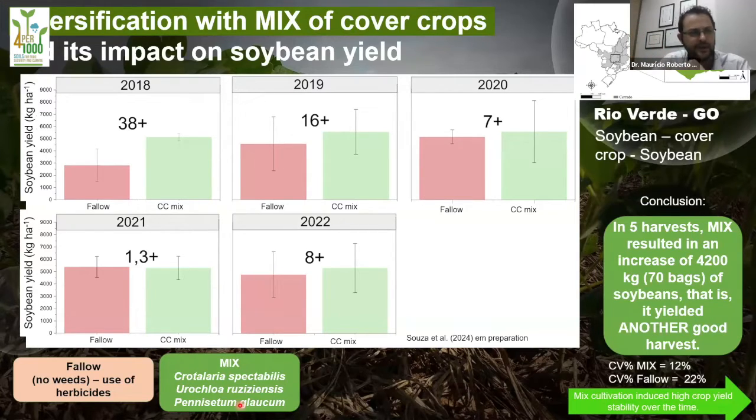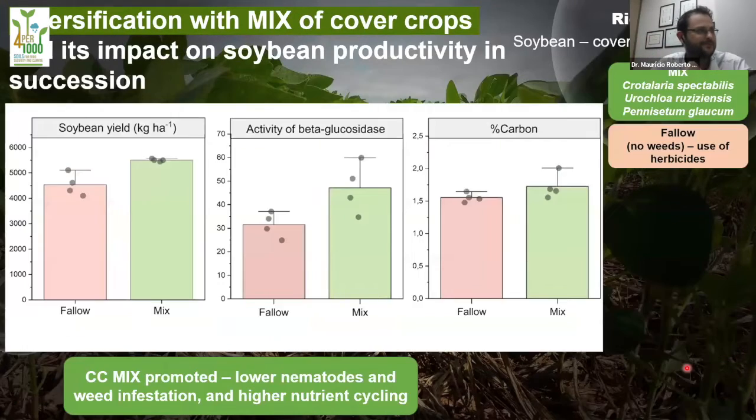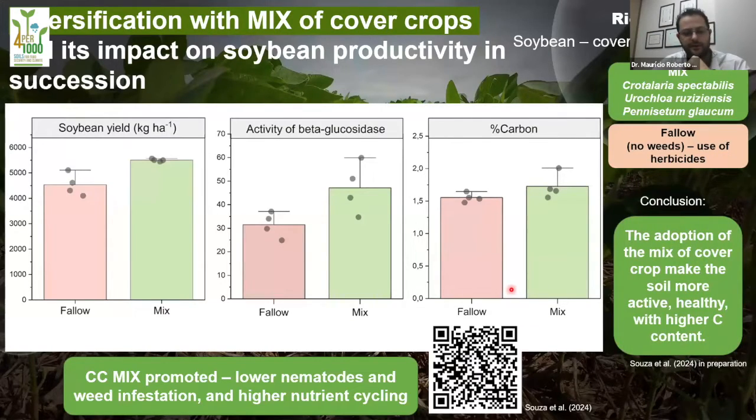And we are starting to study also the variation across the years. So this is a very simple metric, the coefficient of variation, and we can see that in the mix we have a low variation along the years. It means it's more stable. So it's very aligned with the strategy of a more resilient system in this time where the climate is more complex. And when we see the average, we can see an increase in soil carbon.